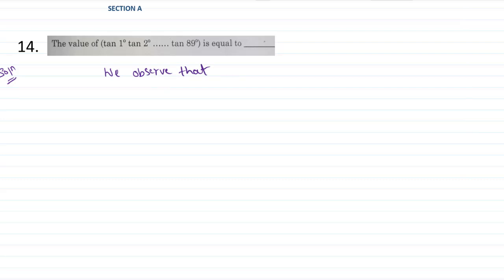See here, if you consider the first term and the last term, that may be written as 1 degree plus 89 degree, which is equal to 90 degree. If the sum of two angles is equal to 90 degree, then they are complementary angles. With the help of complementary angles we will find the value of tan 1 degree, tan 2 degree, and so on, tan 89 degree.